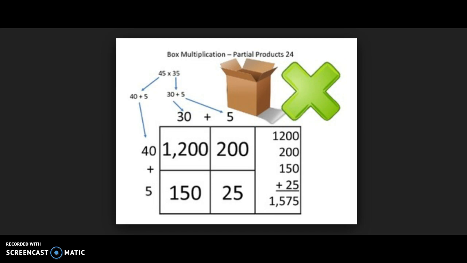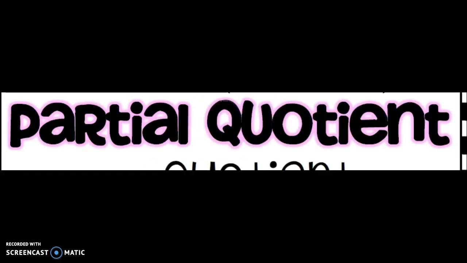So if you've seen things come home and are looking to practice with your child or just wondering what they are doing, this is an example for that. So just like we were using partial products to solve long multiplication problems, something that we do as an introduction to long division is partial quotients.